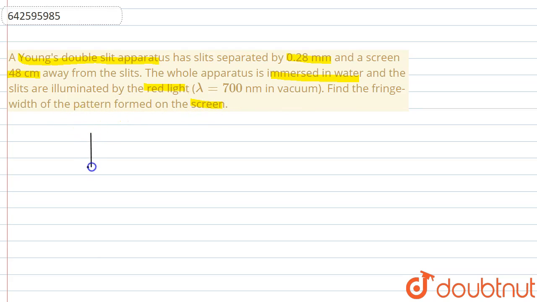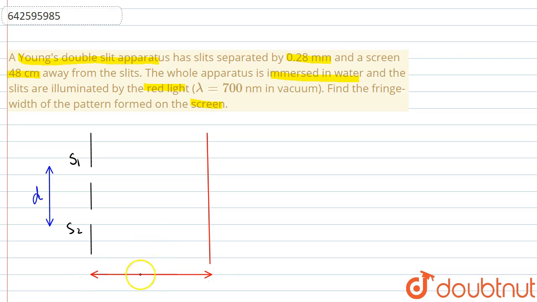We have the Young's double slit apparatus here. There will be two slits. Let the slits be S1 and S2. These two slits are separated by a distance. Let the distance be small d. And we have a screen placed here. This screen is placed at a distance capital D from the slits.